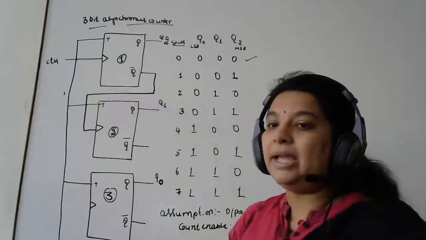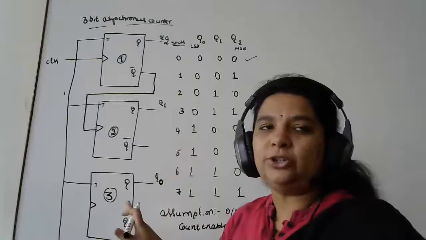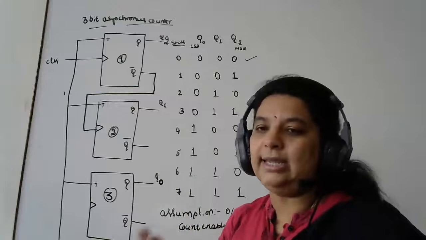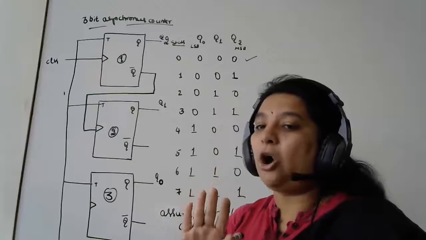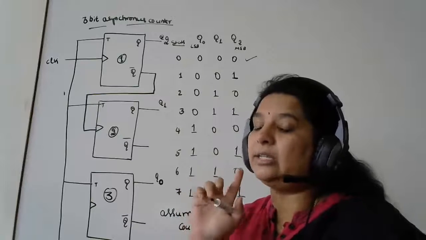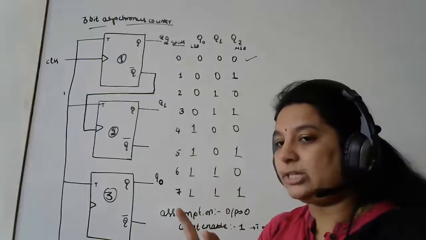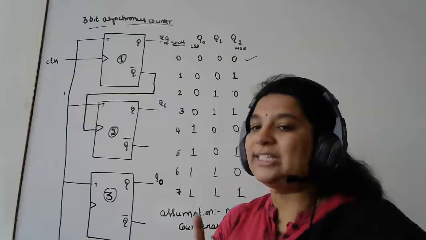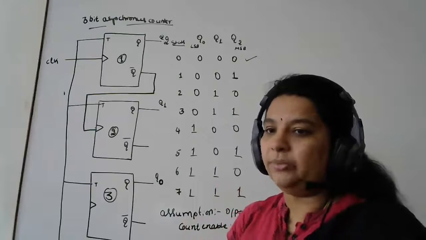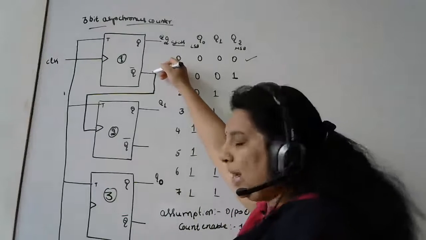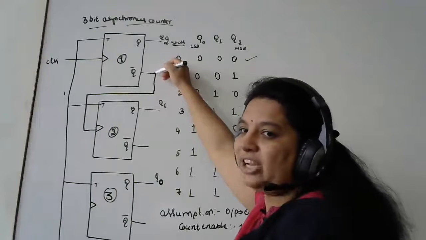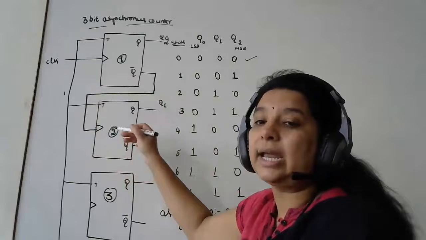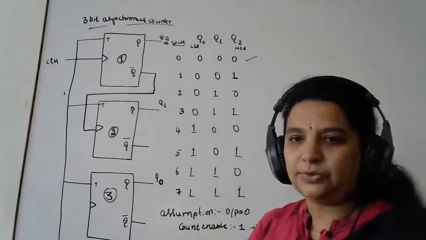In any asynchronous counter, this is what I am doing: I am not applying the clock simultaneously. It's the second difference you have between synchronous and asynchronous counters. The complemented output of the first flip-flop is taken as a clock input to the second flip-flop. Okay, so that is what I am doing.